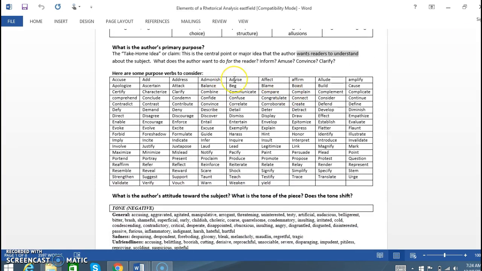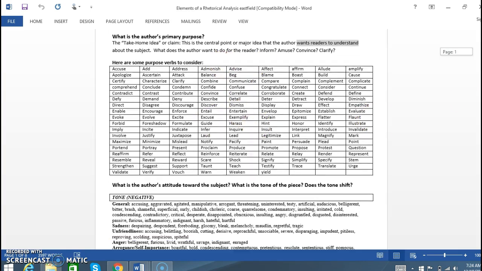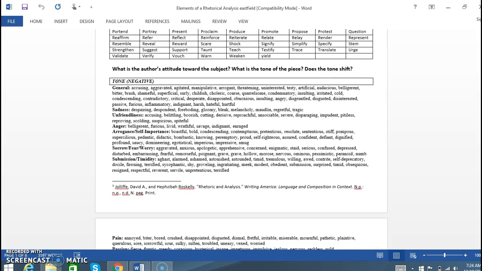So what's the artist's primary purpose? What does he want the readers to understand about the subject? What does he want to do for us? Okay. So he wants to inform, clarify, and here are some purpose verbs. So those are helpful. What is his attitude about the subject?